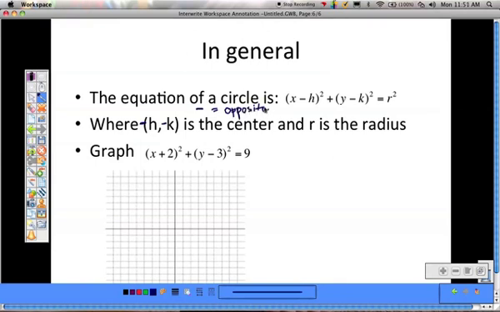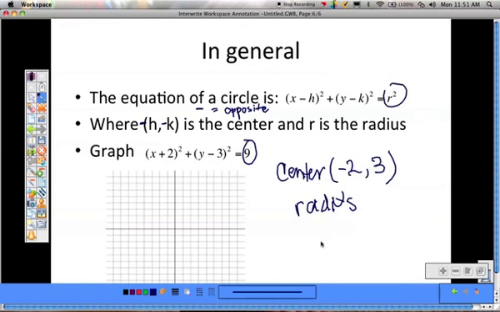Okay, so what does this look like with numbers? Graph this circle. So the center of the circle is the opposite of 2 and the opposite of negative 3. So again, since y is on the same side, we're going to do the opposite of it now, which is different than the rule we've looked at before where it was just up or down. So here's the center, negative 2, 3, and the radius, if you notice, 9 equals r squared.